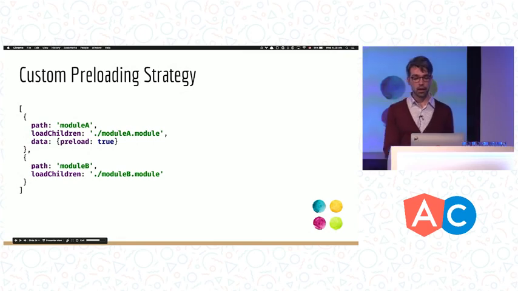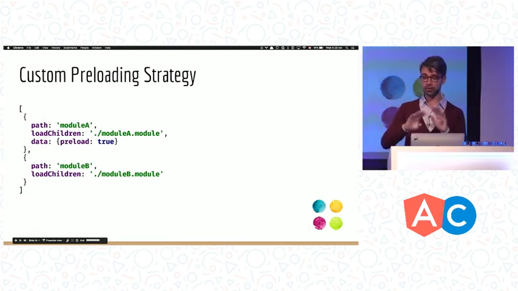All right. Say we don't want to preload everything. Say it's not a good idea for us. Instead, we want to explicitly tell the router in the configuration what should be preloaded. We can do it by setting this preload: true. Basically, only the routes that have this property set to true should be preloaded. The rest should not be.